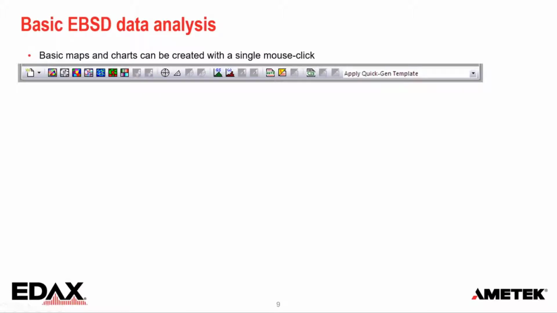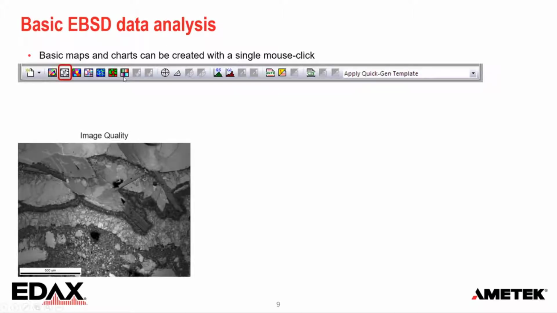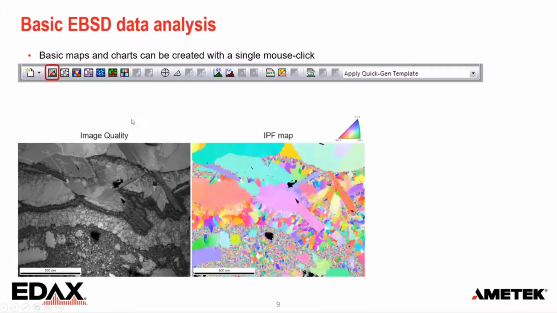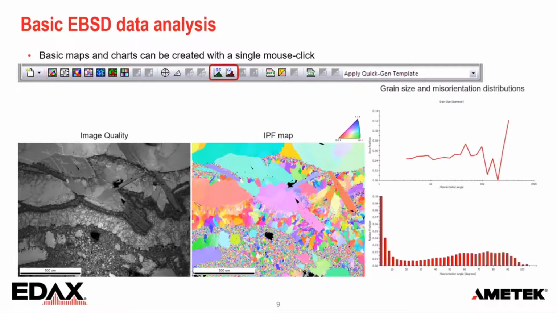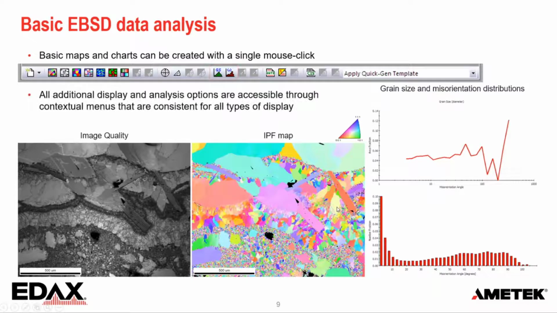Now, this is the quick generate toolbar, as we call it. These are predefined maps. So for example, image quality map is just one click and you have the map of interest. There's an IPF map. This is a crystal direction map by default of the crystal direction sticking out of your sample, but of course you can change that as well. You can make charts, grain size, misorientation distribution, etc. just with one mouse click.